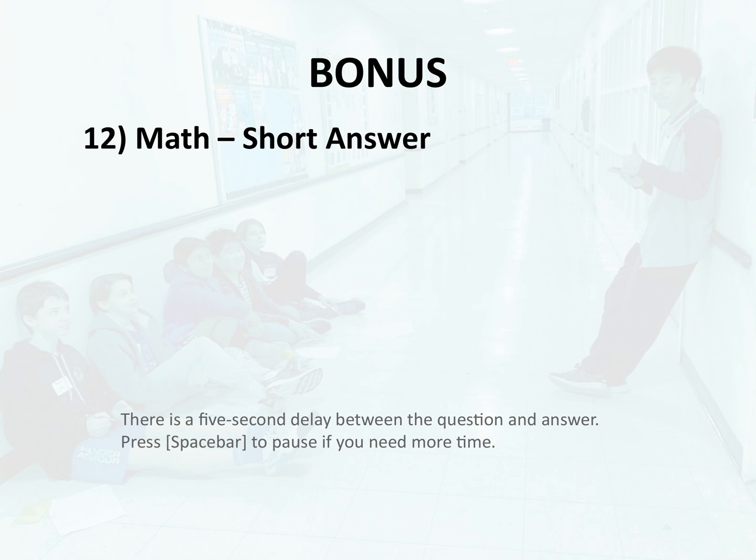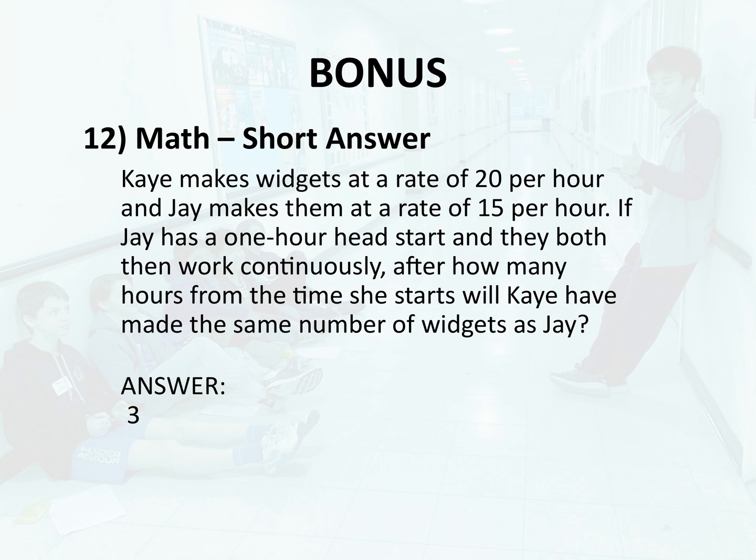Bonus 12. Math, short answer. K makes widgets at a rate of 20 per hour and J makes them at a rate of 15 per hour. If J has a 1-hour head start and they both then work continuously, after how many hours from the time she starts will K have made the same number of widgets as J? Answer: 3.